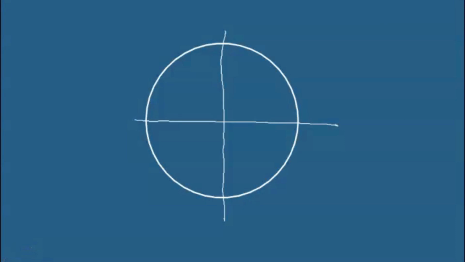Hi everyone! In this video we're going to learn how to memorize the unit circle easily. So let's first write the angles in radians. This is 0, and we know that half of the unit circle is pi. So that's pi, and this is pi over 2. And this is 3 pi over 2.